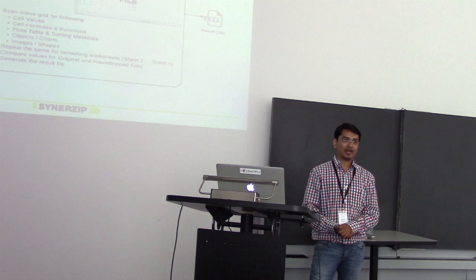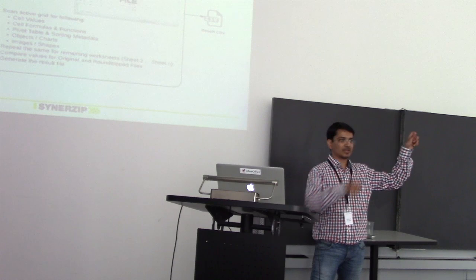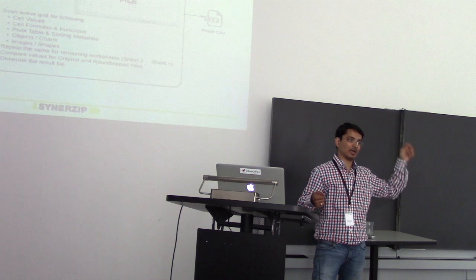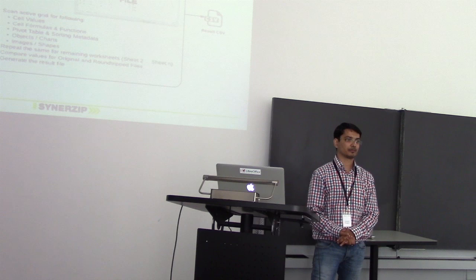So this is kind of a data level comparison. You can scan from the first cell to the last available cell. You can create a map which has the cell number and its value from the original file. Do the same for the round-trip file, and you compare these two and you will get to know whether you are losing any kind of data or not.